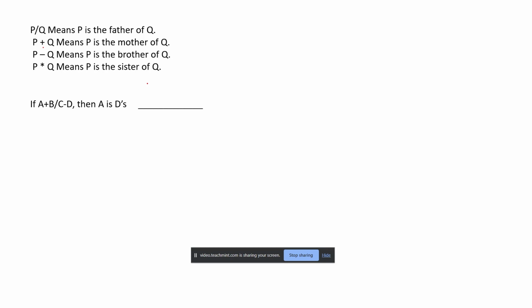When you are solving these kinds of problems, you have to check only two letters from left to right. For example, start here and check the first two letters. We're having A plus B. Now compare this with the original statement, where we have P plus Q. So A plus B means A is the mother of B. Just compare your symbols with the original statement symbols and draw the diagram.